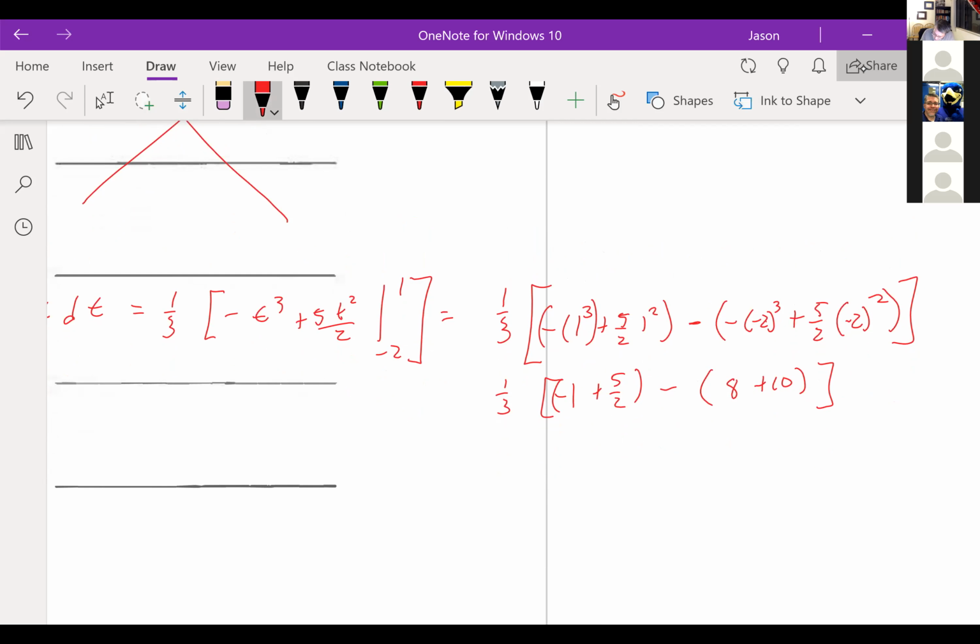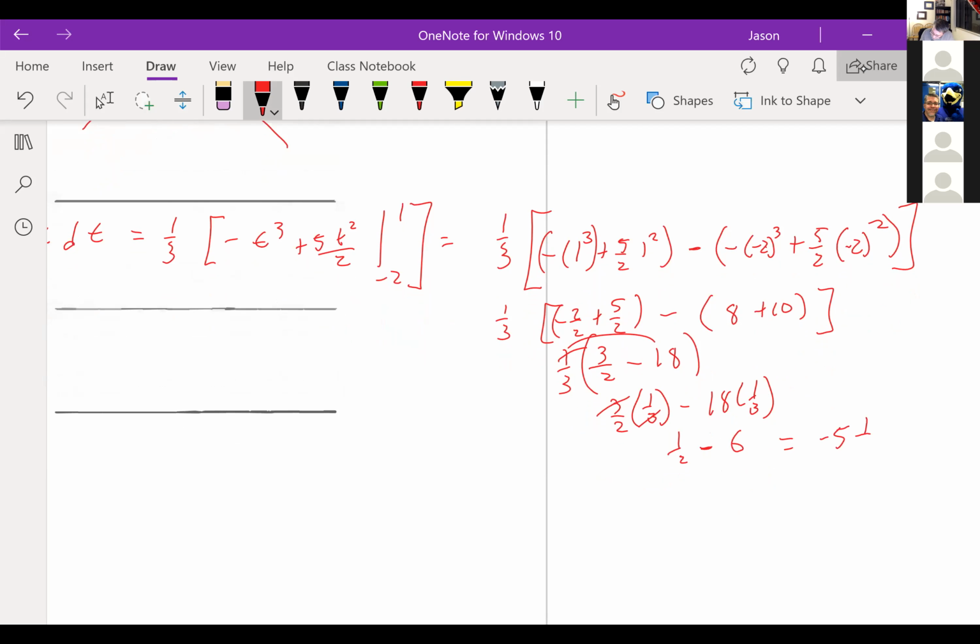So 5 halves minus 1 is 3 halves. 5 halves minus 2 halves, right? The negative 1 is 2 over 2. It's 3 halves. Minus 18. I'm going to distribute the 1/3. So this becomes 3 halves times 1/3 minus 18 times 1/3. The 3's cancel there, leaving me with 1/2 minus 6, which is negative 5 and 1/2.